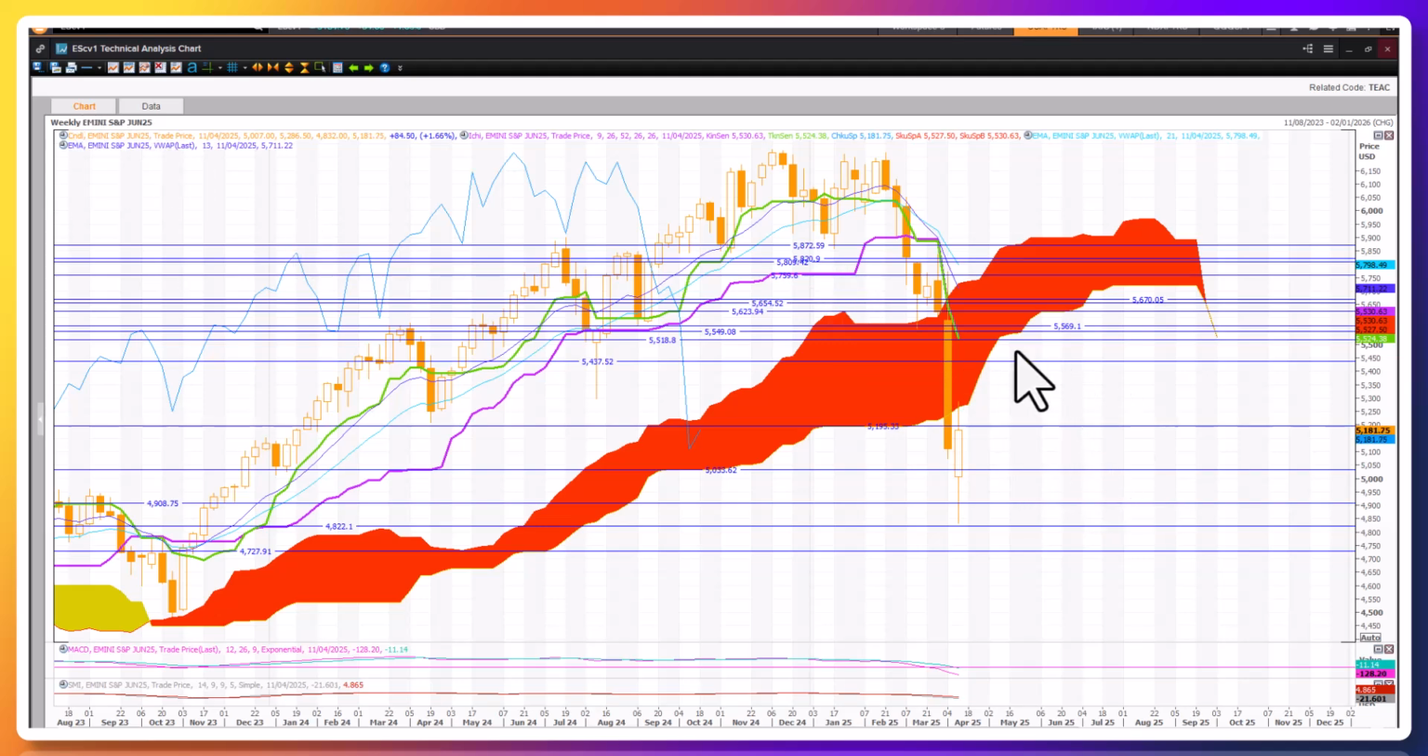In the last update, we were right here on our way to the bottom end of the cloud, and we were highlighting the bottom end of the cloud as the key downside target. Hit that target, sliced through it, and then we highlighted these further downside risk targets. We hit the 5033 cloud chart target, and then we had all these other downside targets close to key cloud chart support levels that the futures contract eventually hit.